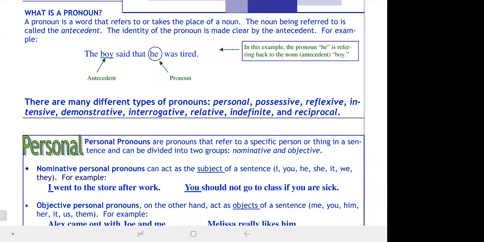So before we go to personal pronouns, what's a pronoun? That's the basic question we need to ask ourselves. As you all know, a pronoun is a replacement for a noun. And the basic use of pronouns is to avoid repetition of nouns.